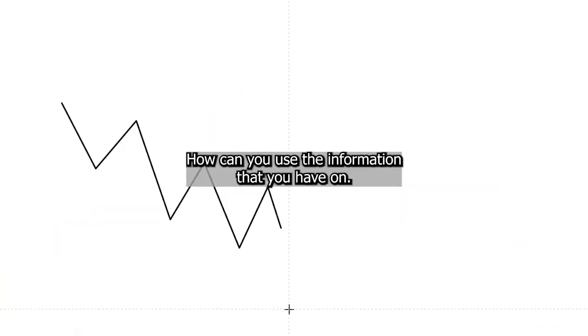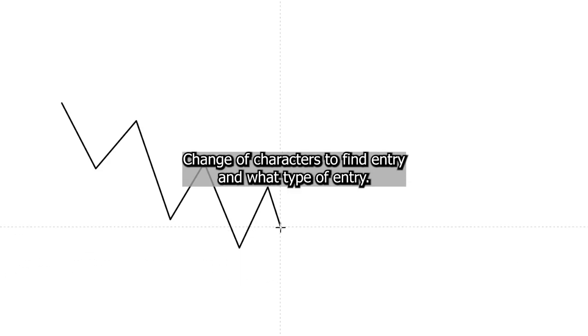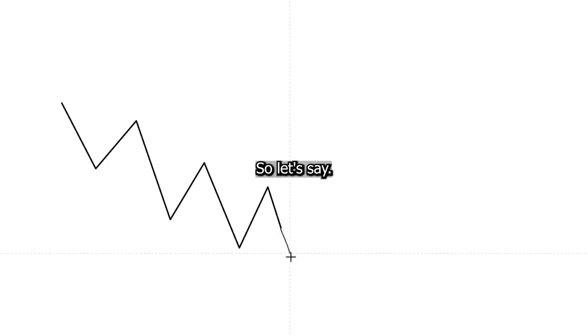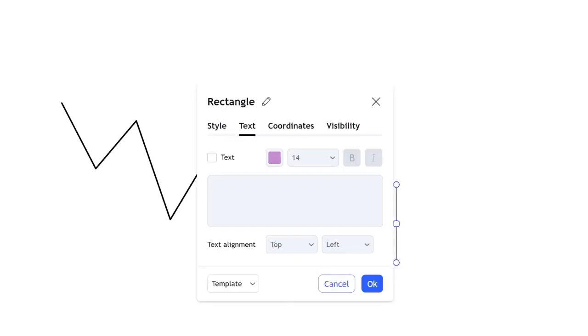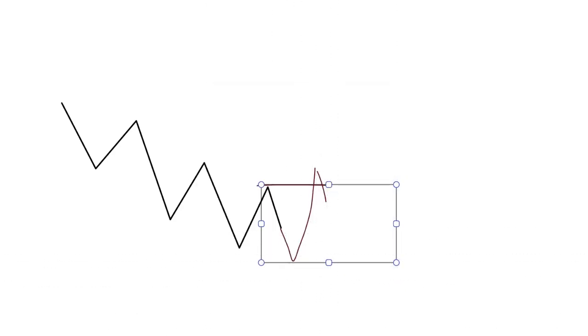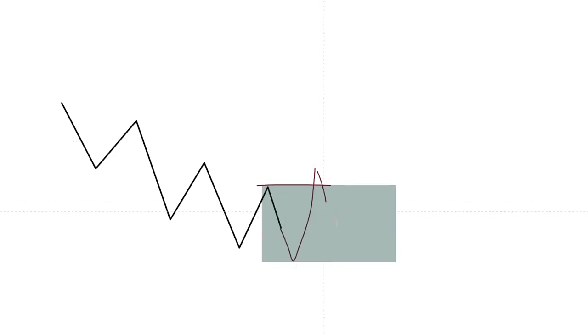How can you use the information that you have on change of characters to find the entry, and what type of entry would you be looking for? So let's say price breaks structure and comes back inside of the range. If you're looking for your classic basic change of character, you need to understand that your entry could come from anywhere. Why? Because this low and this high is your shelf. So start thinking of this area as there being a lot of buy orders. So inside of this area now you have your point of interest, which price could react from.